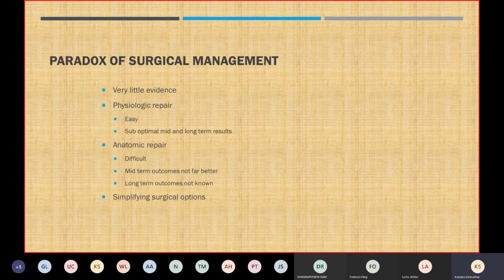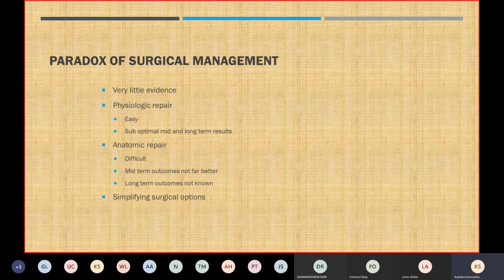So we have gone through so many options: anatomical repair, physiological repair, single ventricle pathway, for so many years now. But have we still found the perfect surgical option for ccTGA? No. The paradox of surgical management is that the number of cases of ccTGA is so small that there's very little evidence to prove what is the best option for ccTGA.